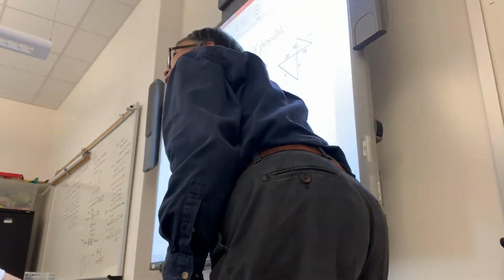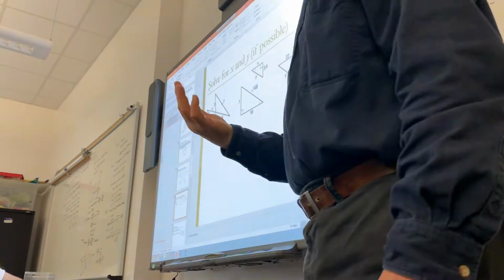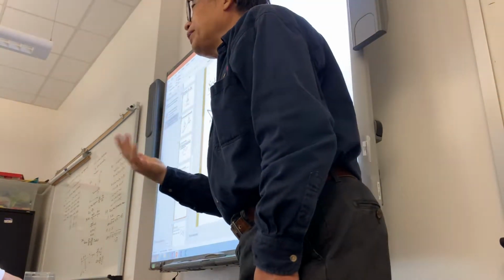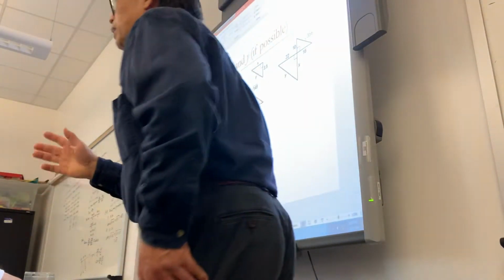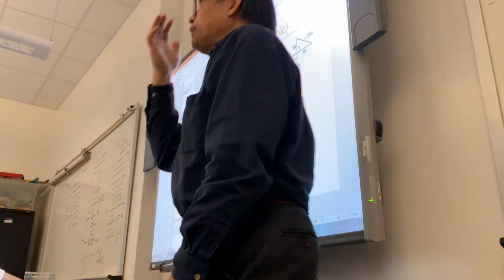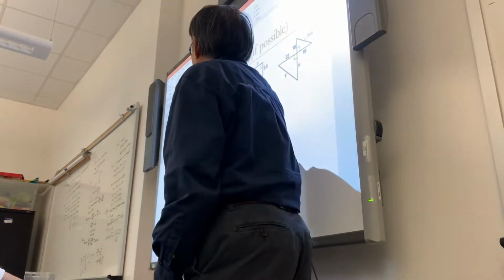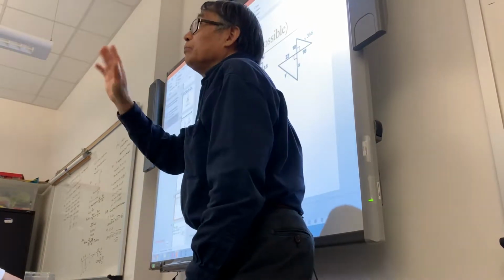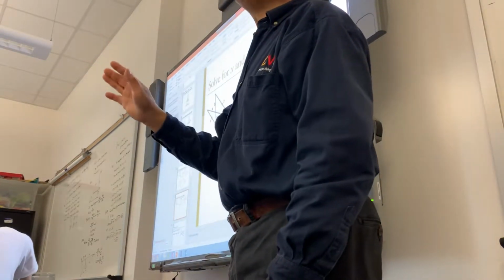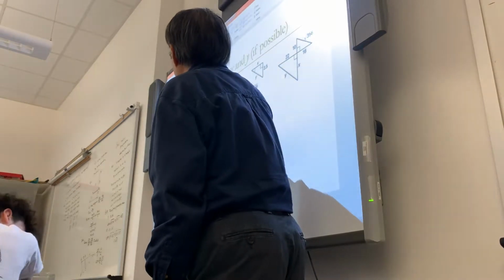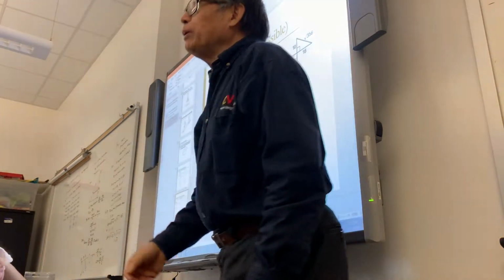Who can tell me what does this mean? If possible means two triangles are similar or not similar. If they are similar, possible. If they are not similar, not possible. So you have to check if they are similar or not similar. If not similar, don't solve, just no solution. If possible, solve for x and y. First question, similar or not similar?